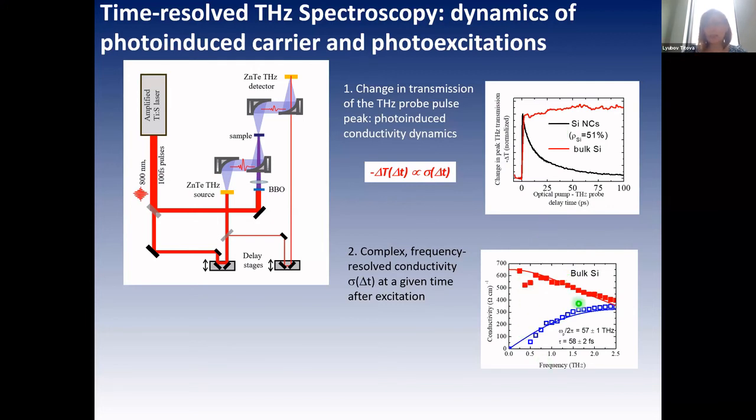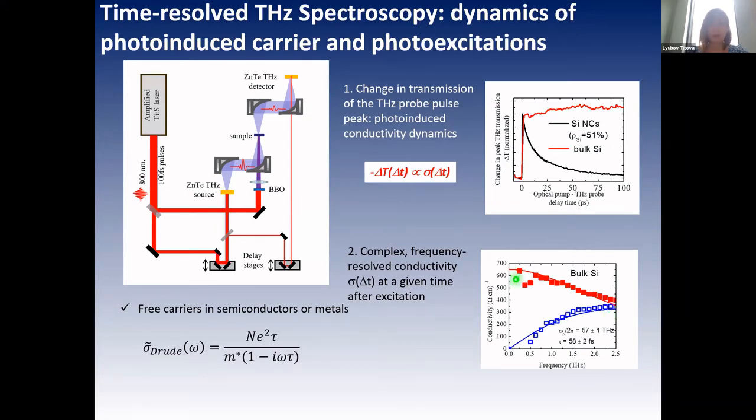So the red symbols here represent the real conductivity component. Blue symbols are the imaginary conductivity component. And of course, to make any sense out of it or to get useful information, we need to apply an appropriate model to fit this experimental data. And for bulk crystals, such as semiconductors as well as metals, your simple phenomenological Drude model works really well. And those are the line fits here.